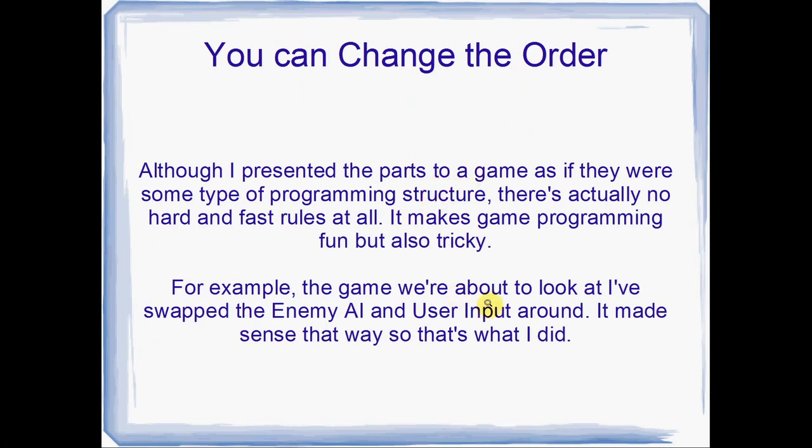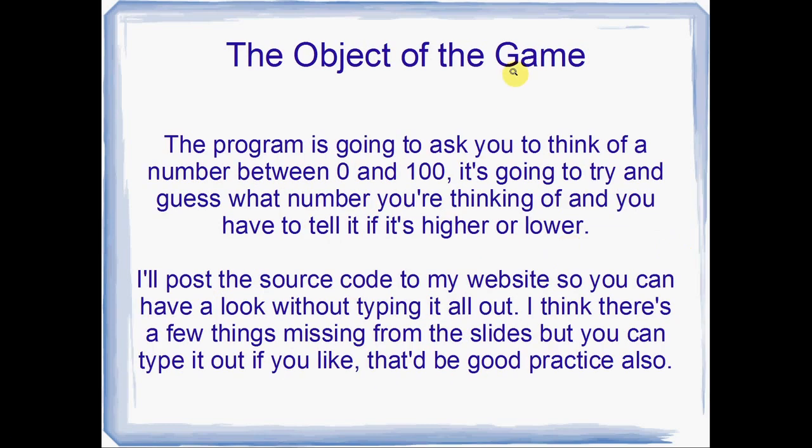And in the game that we're going to make at the end, I've actually changed that order a little bit. But usually you wouldn't. Usually that's the order that you want to stick to. But whatever works for you. These aren't hard and fast rules. They're just ideas to help people structure projects and programming. So in the game that we're going to look at, I've swapped the enemy AI and the user input around. It just made sense that way, but we'll get to that.